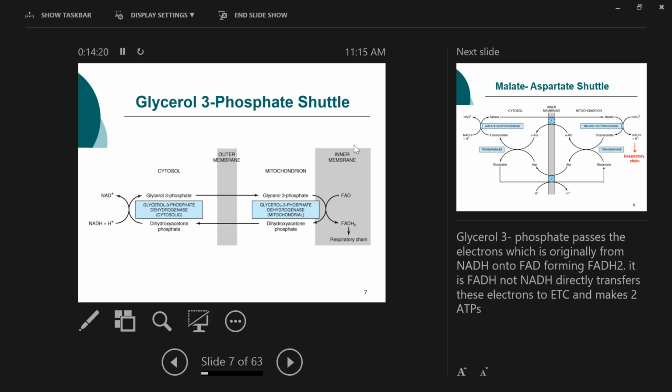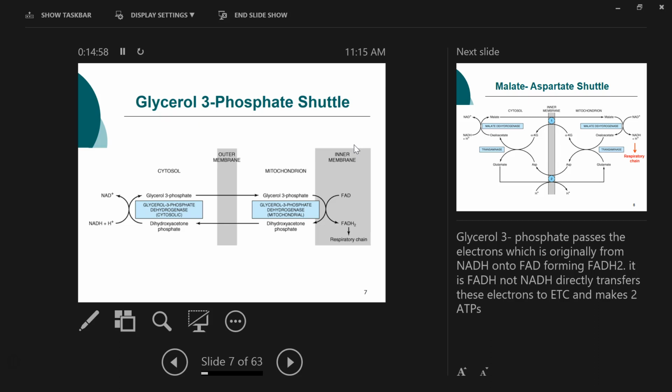So with this shuttle system, if NADH from the cytosol enters the mitochondria through the glycerol 3-phosphate shuttle, it will only be able to generate 2 ATPs in the mitochondria. Does that make sense? Because it was converted to FAD. So FAD enters the electron transport chain at complex 2 and 3 and 4, and so on. So it only generates 2 ATP. Does that make sense? All right.